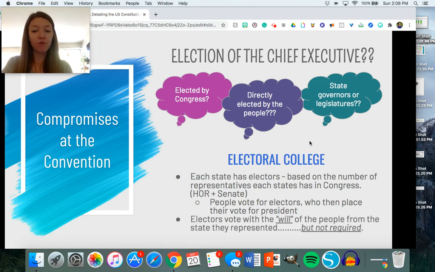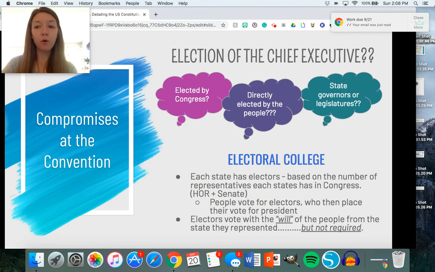The electors vote for the will of the people from the state that they represent. So what that means is, traditionally, the electors would vote for the state's winner of the popular vote. So in this next election, we've got President Trump versus Joe Biden. Okay? If President Trump wins Ohio, then our electors typically will follow the will of the people and give their electoral votes to President Trump. Now, that is not required, so to speak. There are some loopholes that the electors can get around, and they can go against the will of the people.